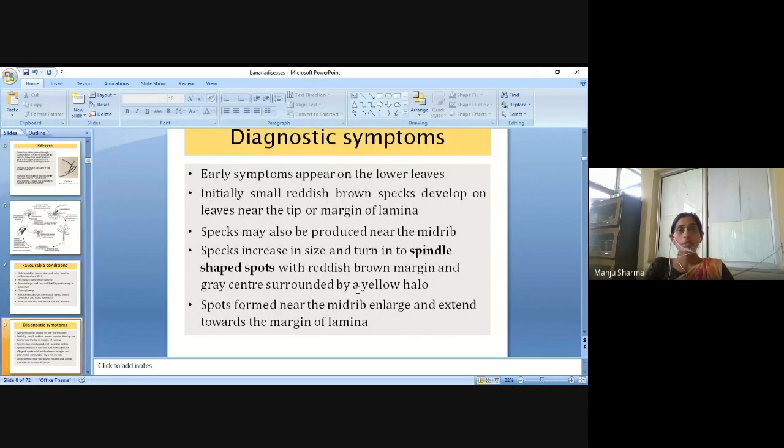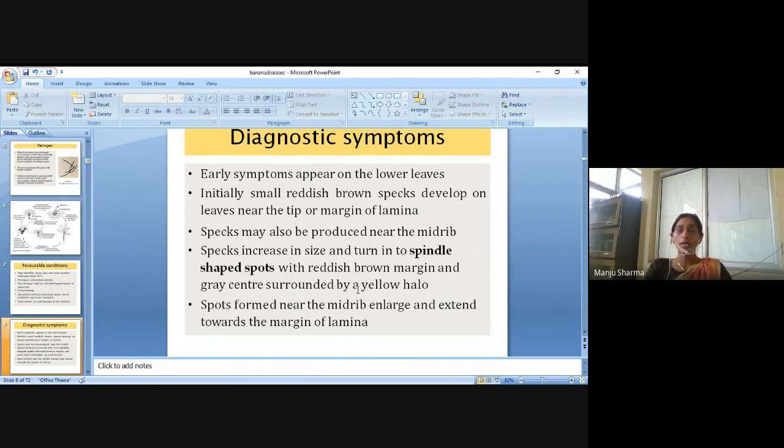Now the diagnostic symptoms. Early symptoms appear on the lower leaves. Initially small reddish brown specks develop on leaves near the tip of the margin or lamina. Specks may also be produced near the midrib. Then the specks increase in size and turn into spindle shaped spots with reddish brown margin and grey center surrounded by a yellow halo. Yellow halo means the inside color is yellow and on the periphery the color is lightish black.